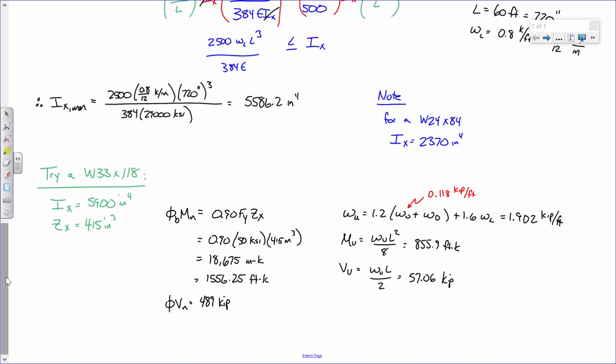Wait. What? What am I missing? What are you talking about? No. Remember, slenderness is bf over 2tf. We're talking about the local slenderness, the flanges and the webs. Okay, so we're not looking at the entire 60-foot length. Not yet. That's coming next. Remember, we're assuming that it's fully braced, so the distance between braces right now is zero.